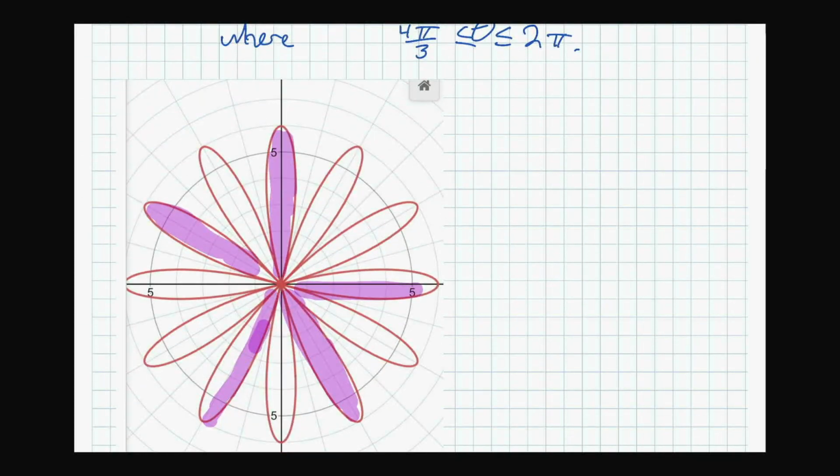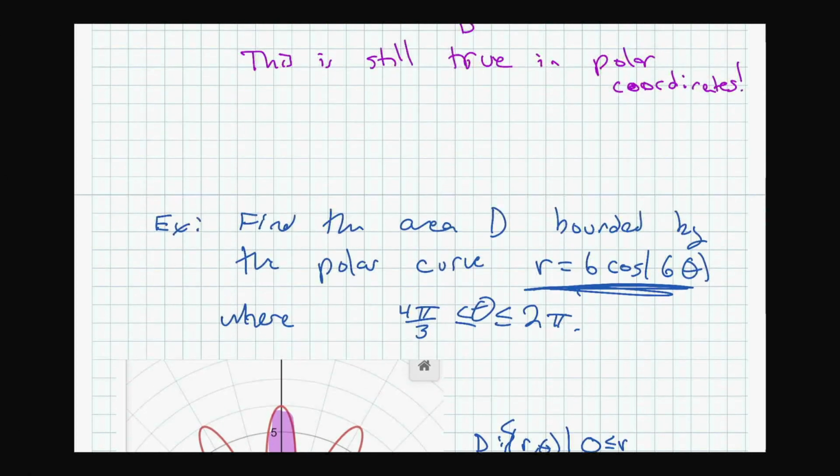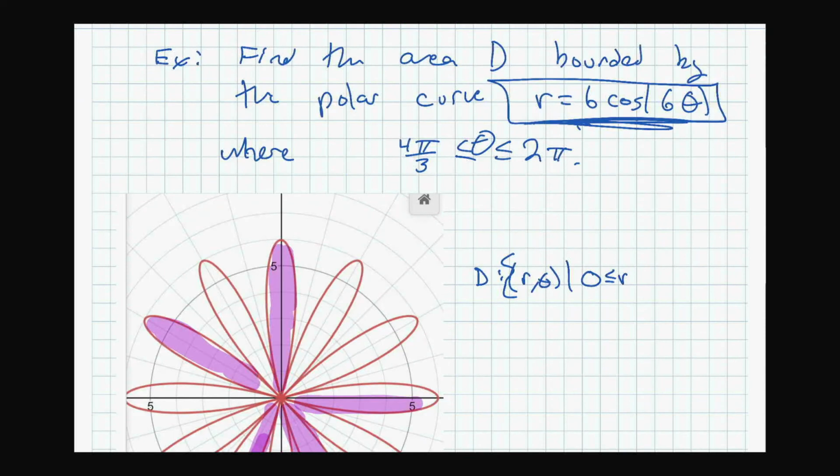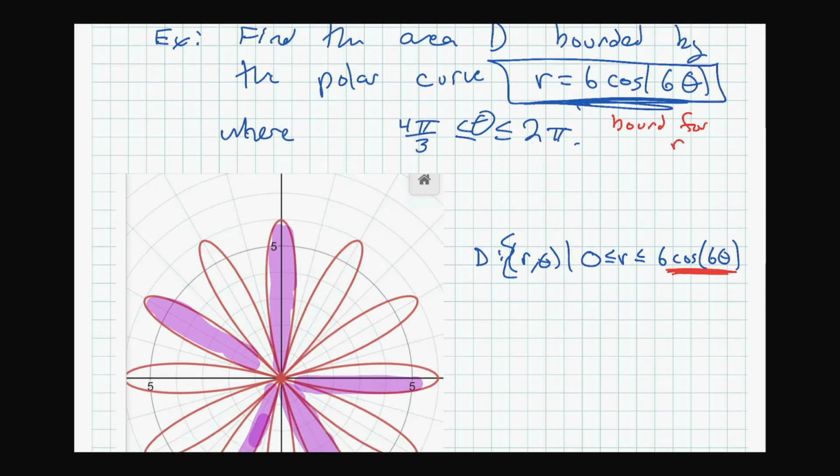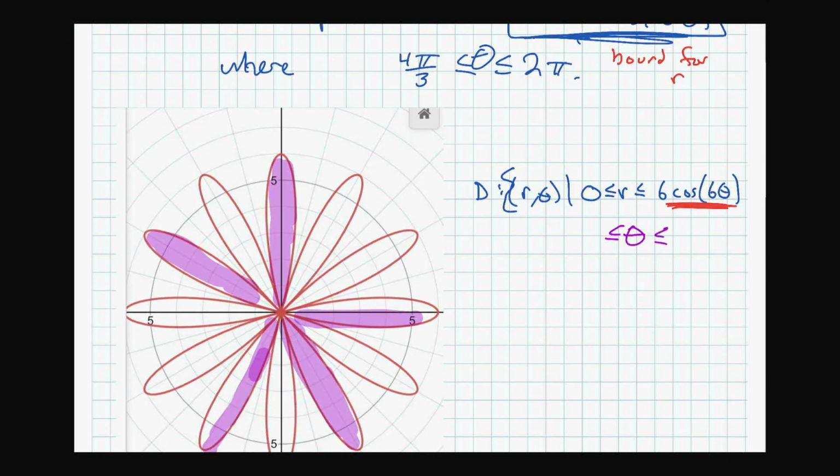The region is actually pretty simple to write. The region is r, theta such that r is going to be between 0 and, when they say bounded by this curve, that's the outside bound for r. That's why that's there. And then for theta, of course, they gave you theta directly, where they just said theta is between 4 pi over 3 and 2 pi.